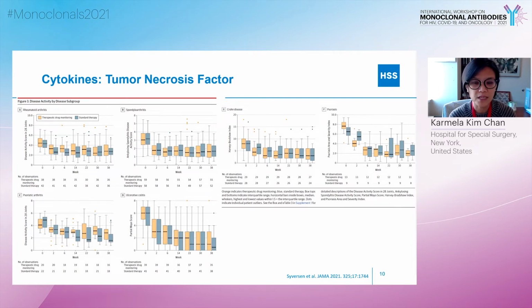This graph represents disease activity in the various conditions at various time points. Orange boxes represent patients who were managed using a strategy of therapeutic drug monitoring, and blue boxes represent those managed with standard therapy. As you can see, therapeutic drug monitoring did not affect remission rates across all these diseases.